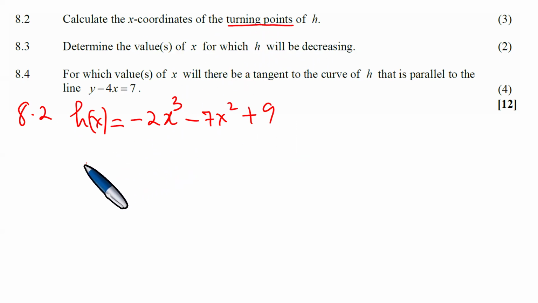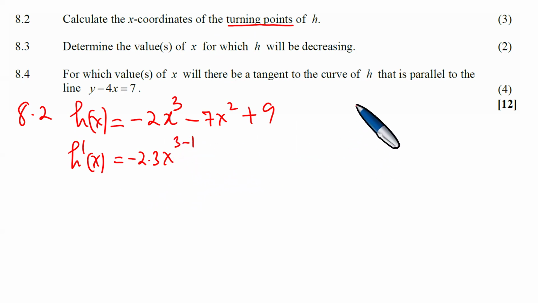How do we calculate turning points? We do h prime of x. Then we drop: we bring down the 3, and it multiplies the 2. We subtract 1 from the power. This is called the power rule.